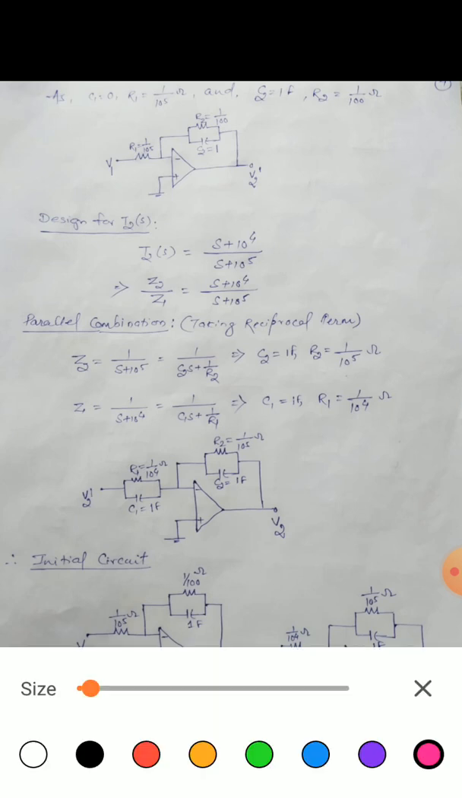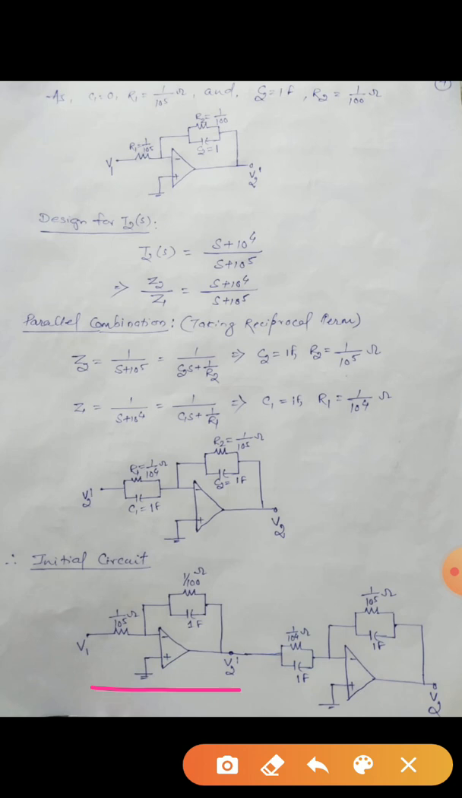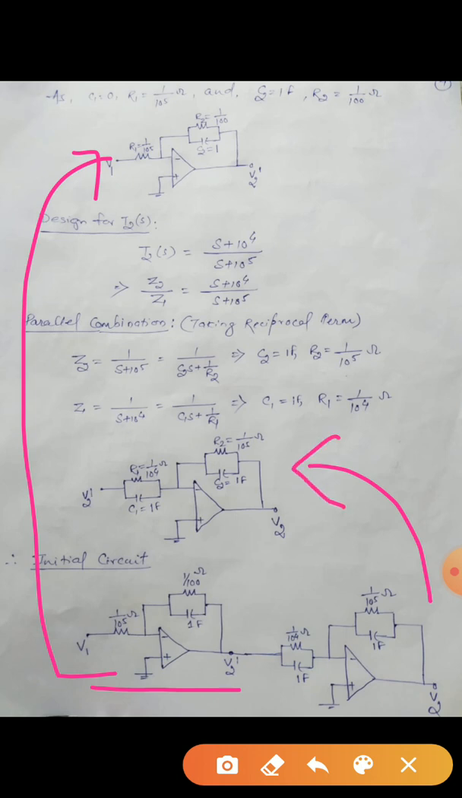The first circuit, this one, is the part from T1 of S, and the second circuit is this one. As the complete transfer function is the multiplication of T1 of S into T2 of S, both circuits are connected in cascade. So this is your complete initial circuit. As you can see here, the value of resistor R1 is equal to 1 by 10^5 ohm. This is not a practical value of the resistor, so we need to change the values of these components to a practical range.